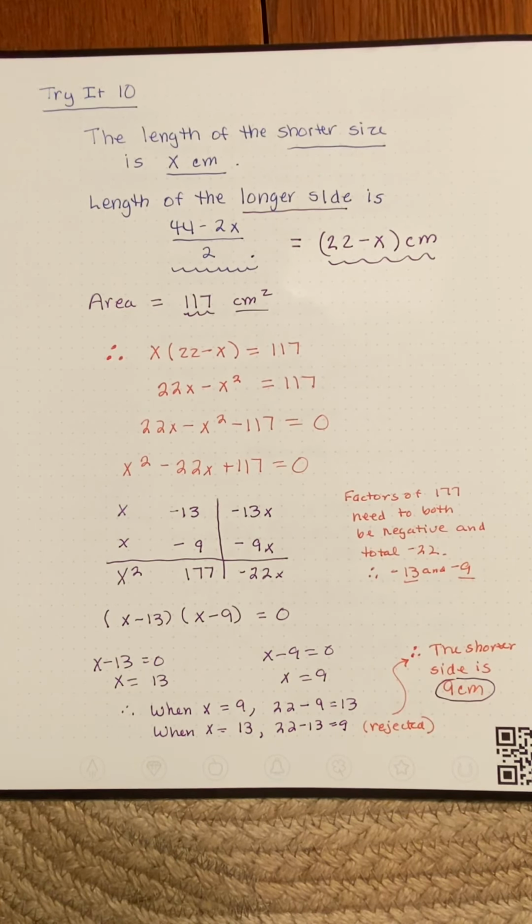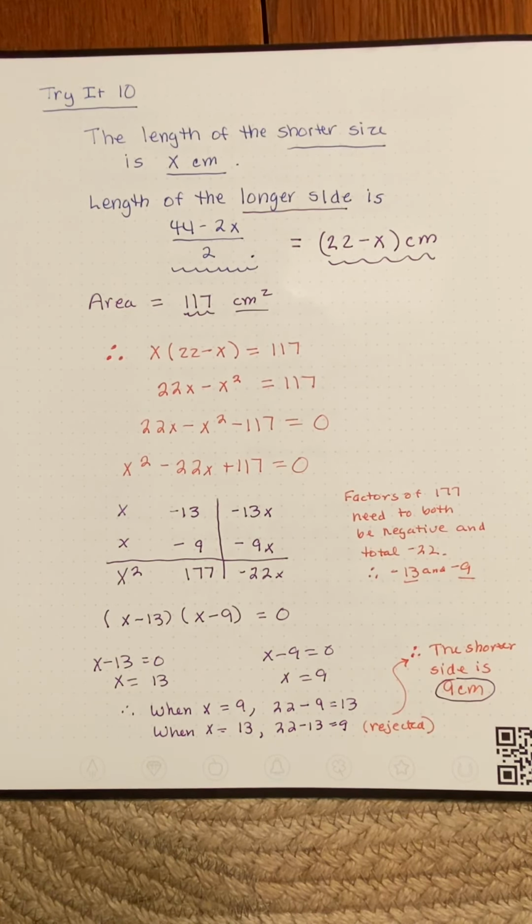And the length of the longer side is, well, I'm going to take 44, which is the perimeter, minus 2 of the shorter sides, and then divide what's left over by 2 because there's 2 lengths. So there's 2 widths and 2 lengths, but this is what I'm going to do. So basically I divide this by 2 and that by 2. I end up with 22 minus x centimeters is the length of the longer side. So that kind of bothers me here. I'm going to change my Z into a D. There you go. All right.